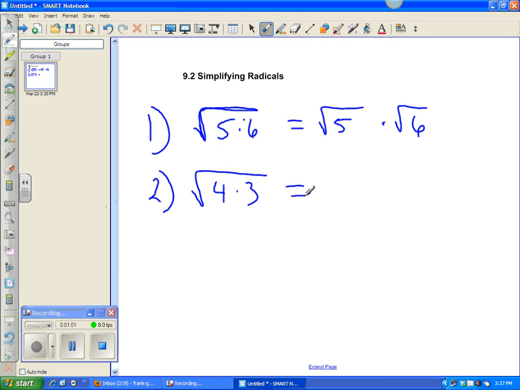What this could become is the square root of 4 times the square root of 3, which a lot of you right now are recognizing that the square root of 4 becomes 2 times 2, which means that the square root of 4 is 2. So it's 2 times the square root of 3, and you really don't even have to put that times. The answer is just 2 square root of 3, and there's your answer.